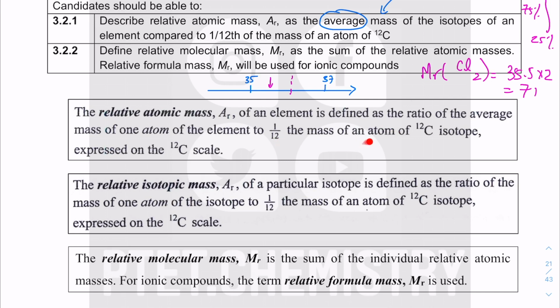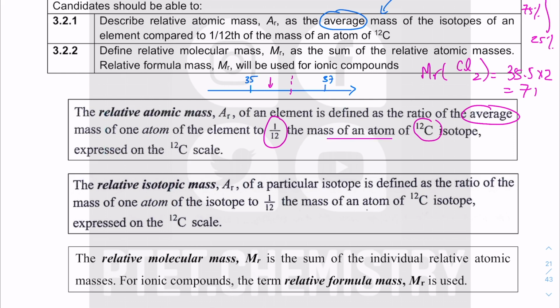It's got 1/12 the mass of an atom of carbon-12. Again, you should probably use the one that has isotopes in the definition, but the average is the key thing. So there's average, and there's the 1/12, there's the carbon-12 isotope, and it's the mass of one atom.